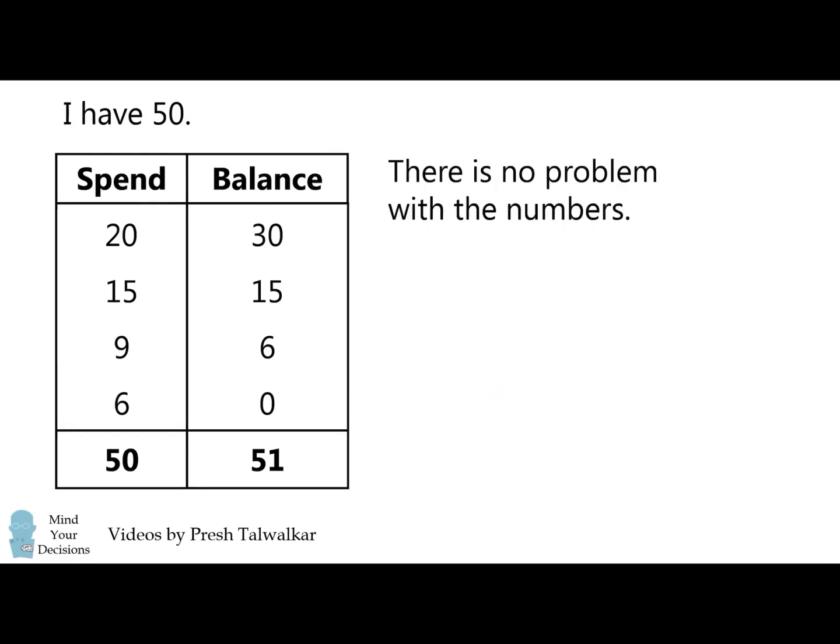Well, the reason is there's actually no problem with the numbers. The correct equation is that the balance plus the total amount spent will be equal to 50. It's not going to be true that the sum of the balance column will be equal to 50. Sometimes it will be, but in this case, it'll be equal to 51.